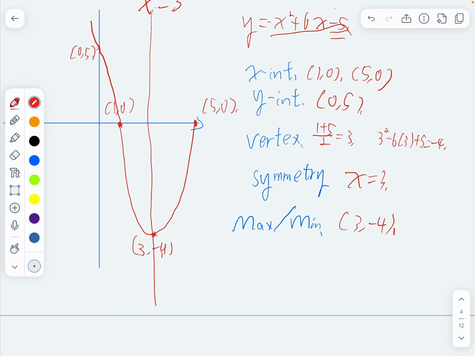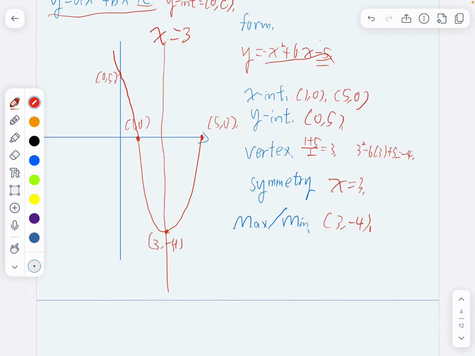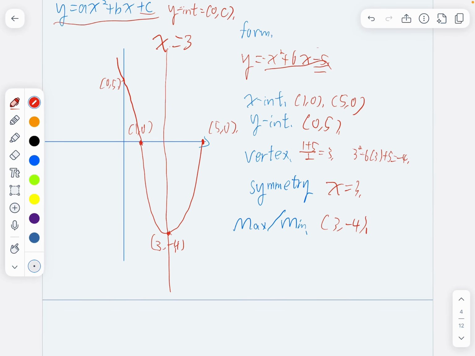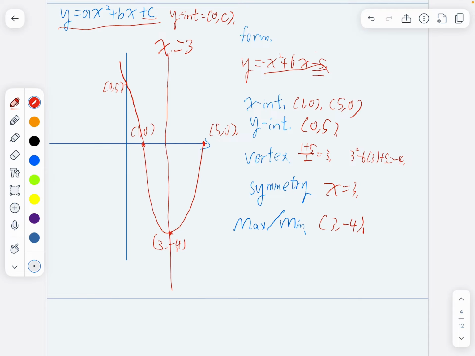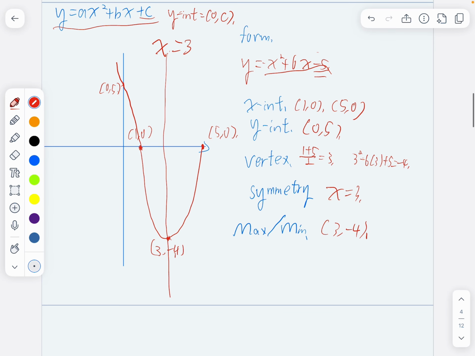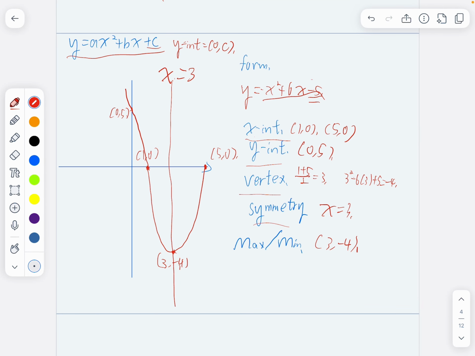Now we've finished this section. We talked about some basic properties of quadratic relations: the x-intercept, the y-intercept, the vertex, and the maximum and minimum value. Also we talked about the symmetry line. That's the end of this section.